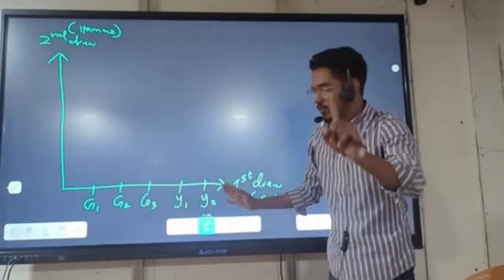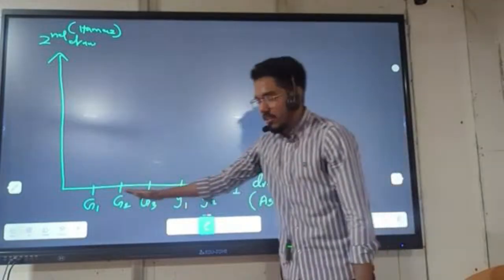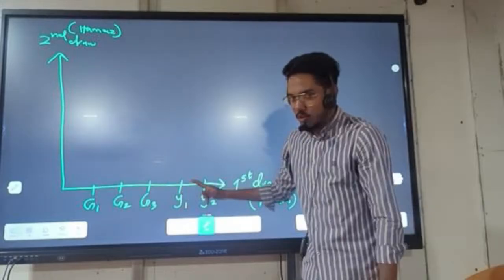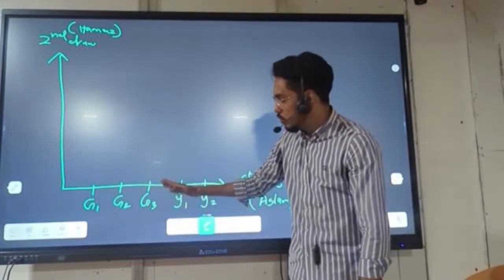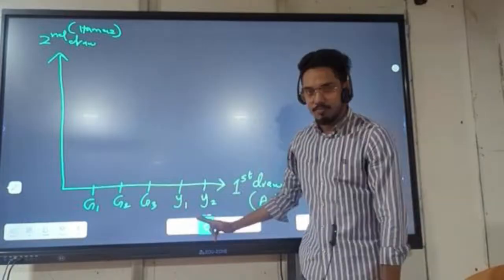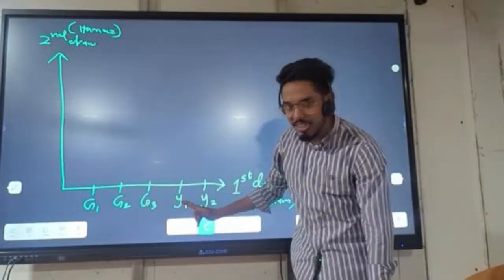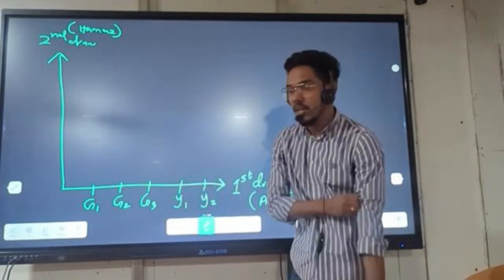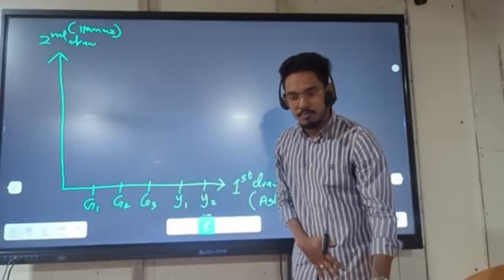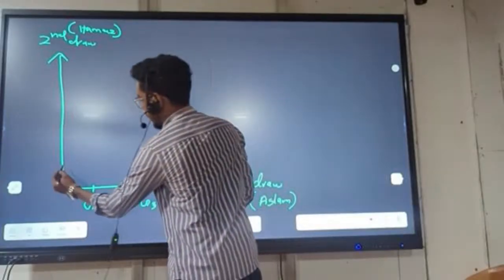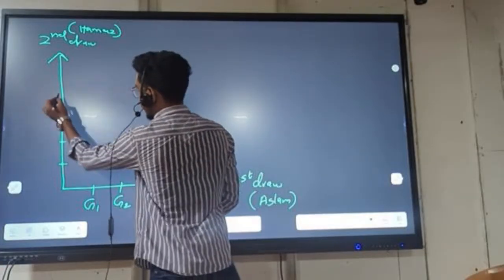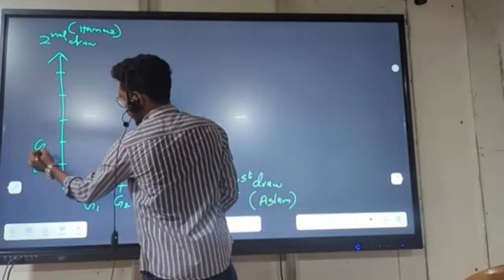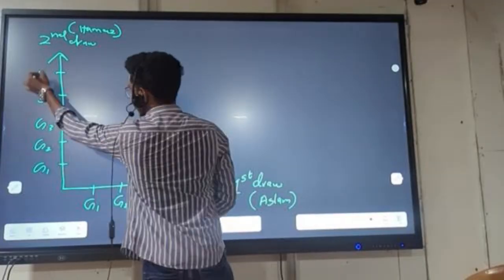But one point you have to remember is, in any order you can write, but make sure to use the same order for both the lines. Any order is fine, but it should be the same order for both the lines, so it will be easy for us to do the workings. Is that clear? Okay, now I'll do the same thing here also: 1, 2, 3, 4, 5. I'll use the same order: G1, G2, G3, Yellow 1, Yellow 2.